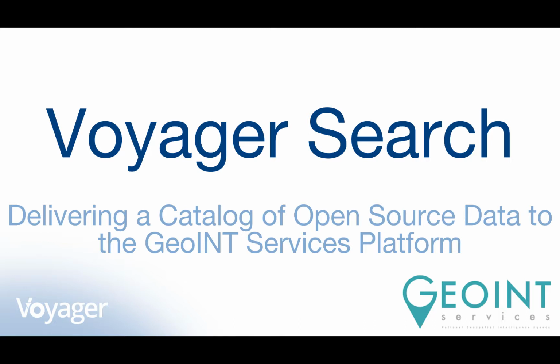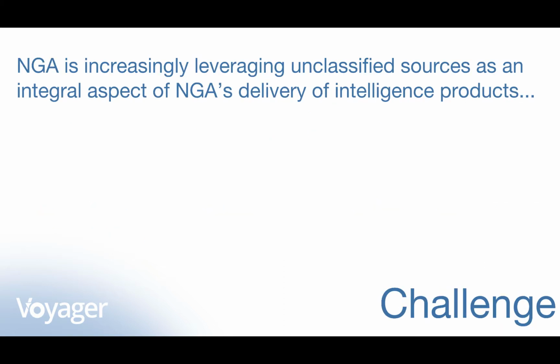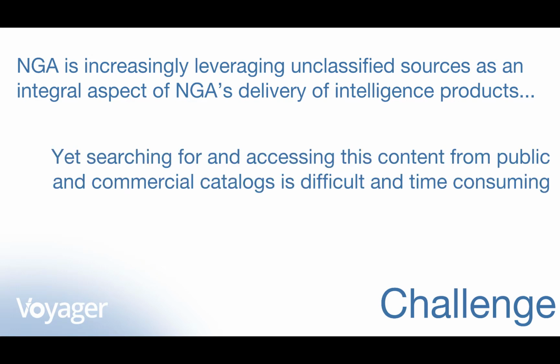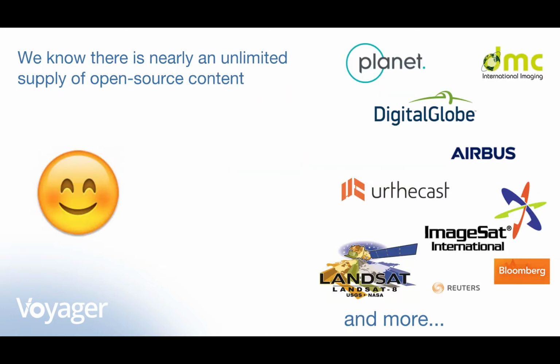This is a quick presentation and a demonstration for how to deliver a catalog of open source data to the GeoINT Services platform. First, we know that NGA and other parts of the intelligence community are increasingly leveraging unclassified sources as an integral aspect of their delivery of intelligence products. Yet searching for and accessing this content from public and commercial catalogs is difficult and very time-consuming.